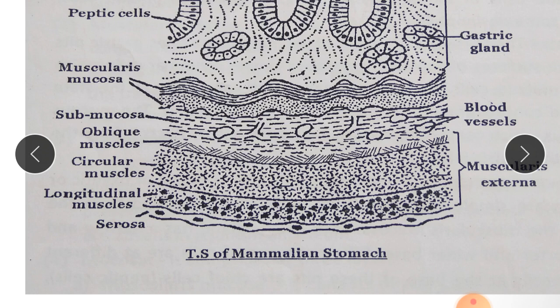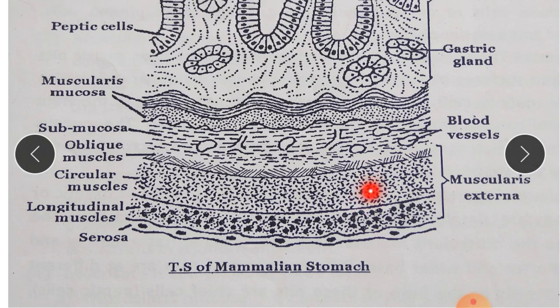Clear? Then oblique muscles help in churning of the food. The churning, squeezing movement of the stomach helps in proper mixing of food with gastric secretion or gastric juice. Okay, so this is about muscularis externa.